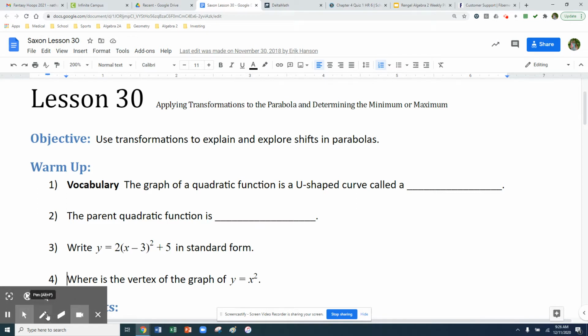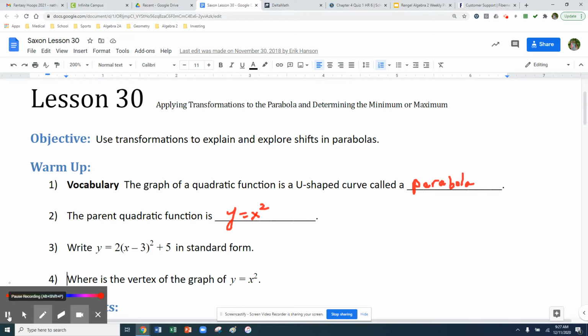To get started, we'll do a little warm-up. Number one, the graph of a quadratic function is a U-shaped curve called a blank. That would be a parabola. Number two, the parent function of a quadratic function is, parent function refers to the most basic quadratic function, so that would be y equals x squared. So no extra numbers or anything in that. That would be your parent function.